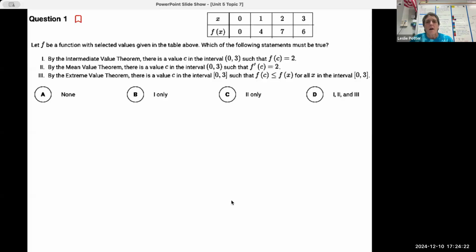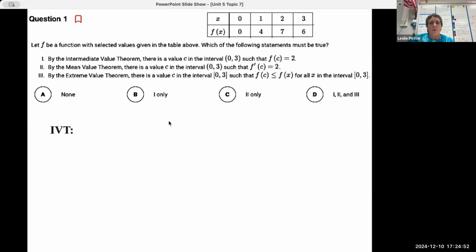So here's one example of how they would ask this on a multiple choice question. It says, let f be a function with selected values given in the table above. Which of the following statements must be true? So that's a high bar, that whole idea of must be true. We know that each of these 3 theorems has a continuity and/or a differentiability criterion. You need to know which ones have which.